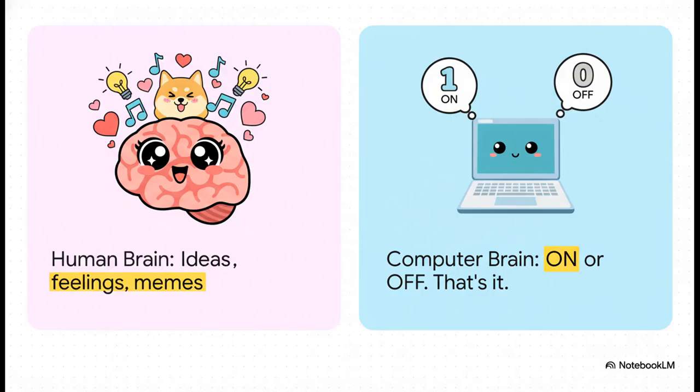Think about our brains for a second. They're a total mess, right? Just a wild mix of ideas, feelings, and yeah, an uncountable number of memes. But a computer's brain? It's way, way more chill. It only ever thinks about two things. Is something on or is it off? That is literally it. No, I'm serious.